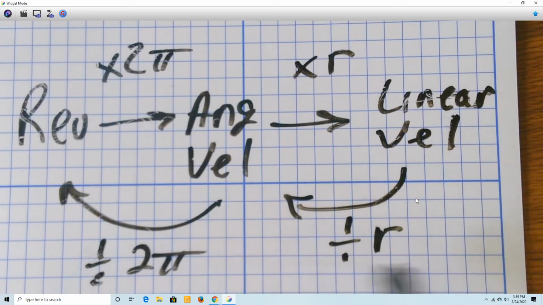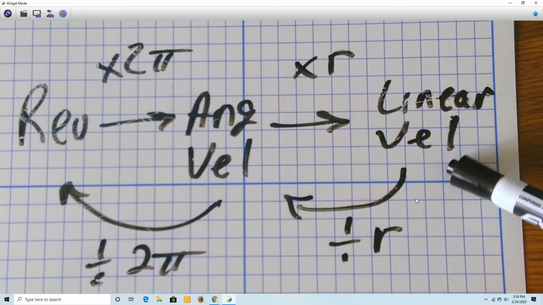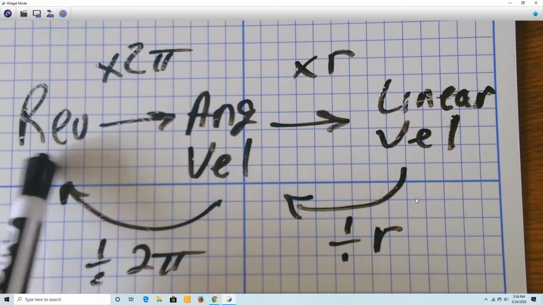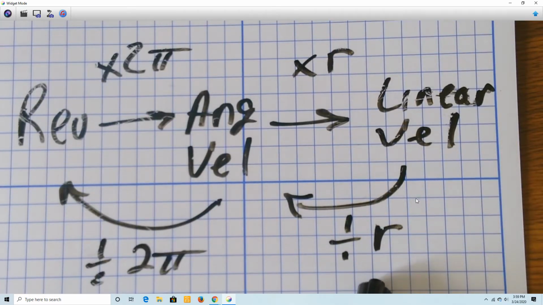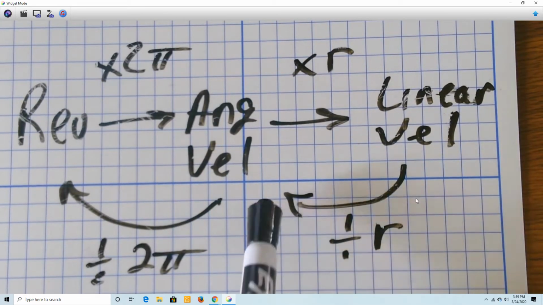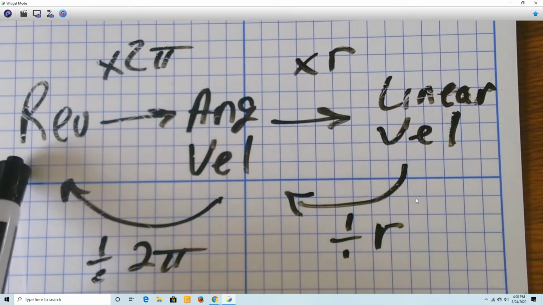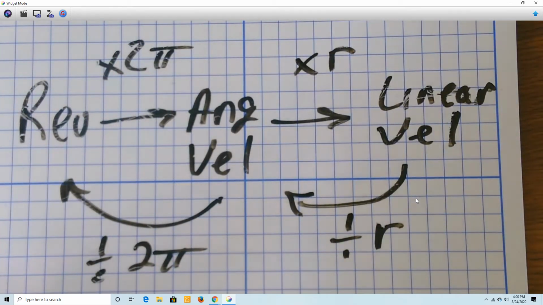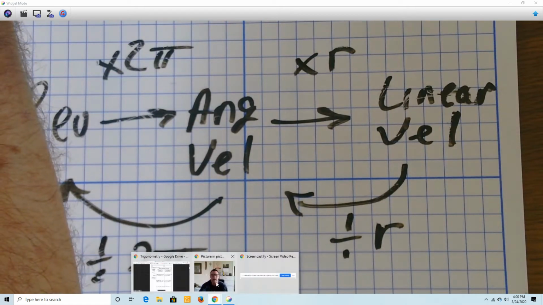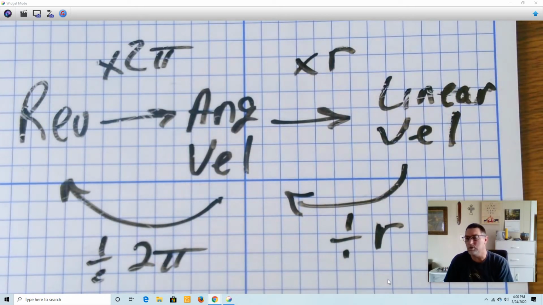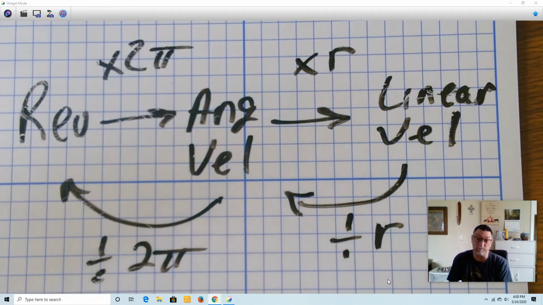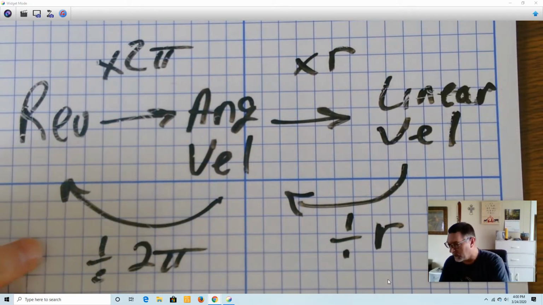Now, if you want to go the other way, they tell you the linear velocity, and they want you to know how many revolutions per minute it's turning, then we have to divide by the radius to get angular velocity, and then divide by 2 pi to get revolutions. The biggest part of this is going to be the fact that you have to be able to do conversions, because you're going to be converting from feet to miles, from inches to miles, from seconds to hours. And so the biggest issue we'll be dealing with is working with that.